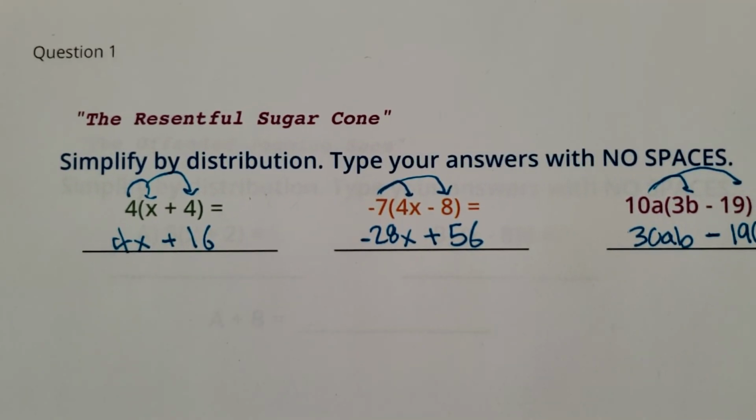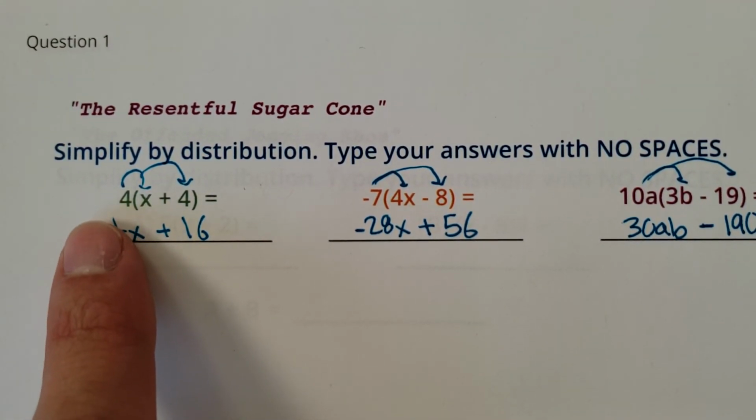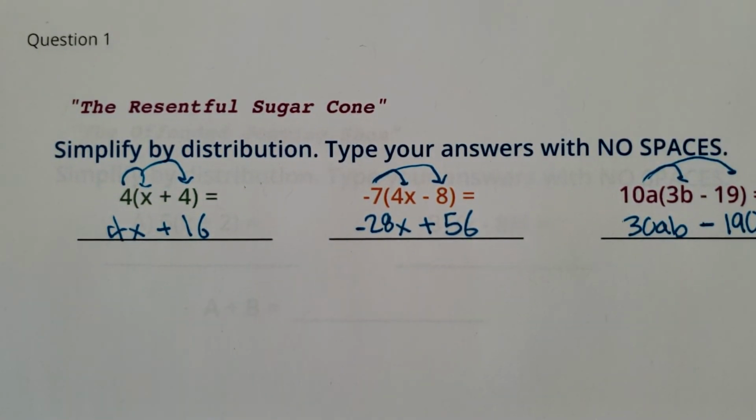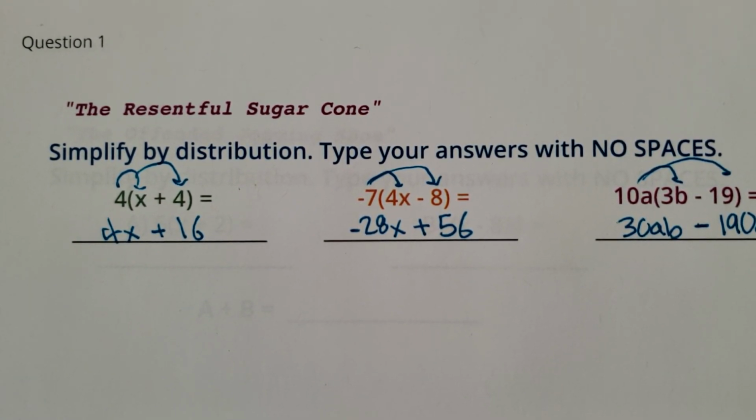All right, I think that's about it. Yeah, distributed. Okay, remember, taking a number that's attached to brackets, you're just taking that number on the outside times everything on the inside. That's how you distribute a number to many numbers.